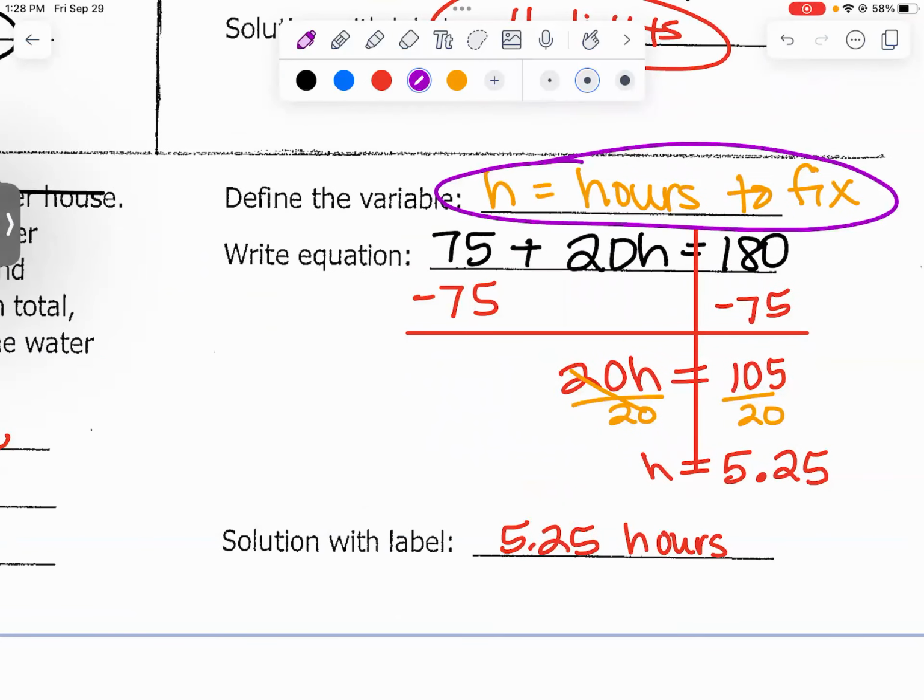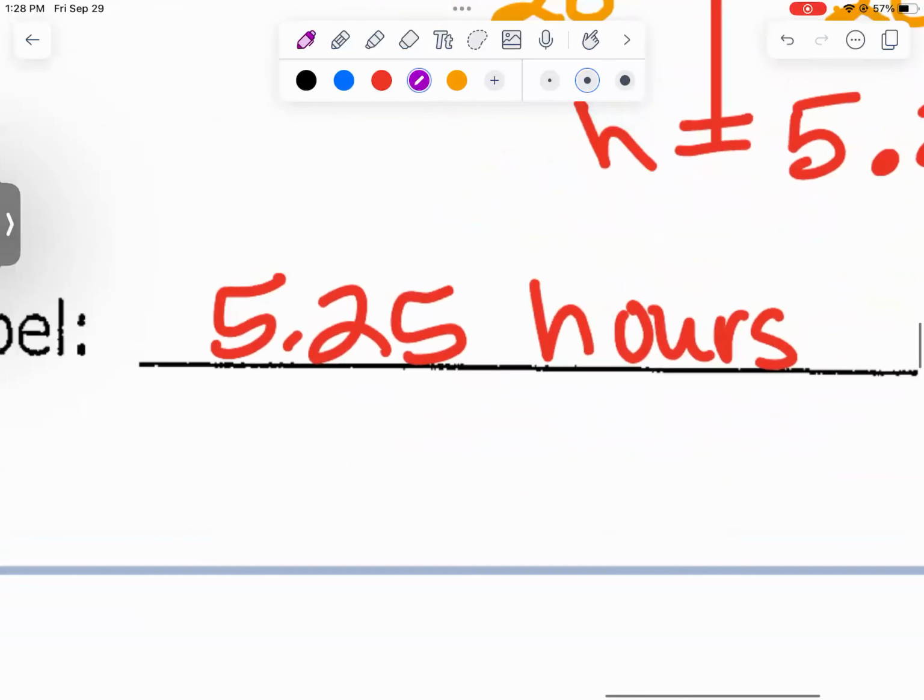That's what H represents. Now, why can hours be a decimal? Kale? Okay, because we have minutes. Okay, so 5.25 hours, which really means what? 5 hours and 25 minutes. 5 hours and 30 minutes. 15 minutes. It's a quarter. A quarter of an hour would be 15 minutes, but it's okay.